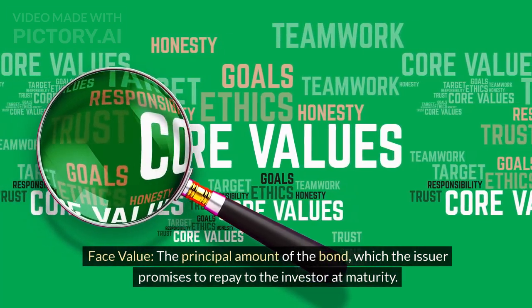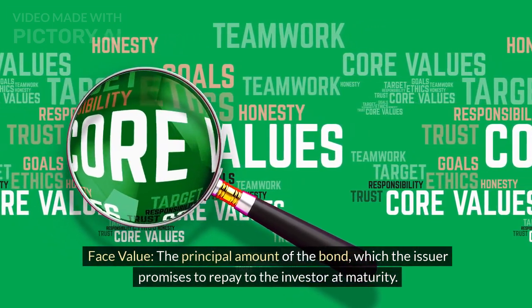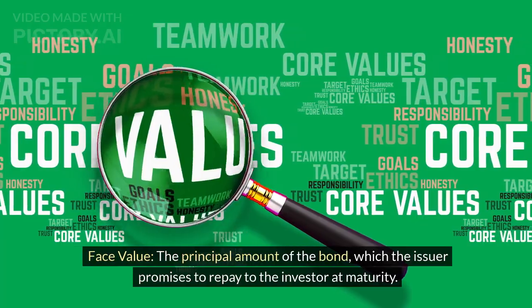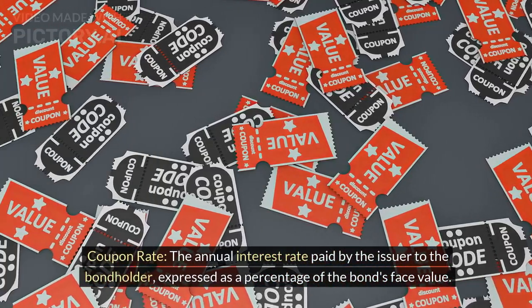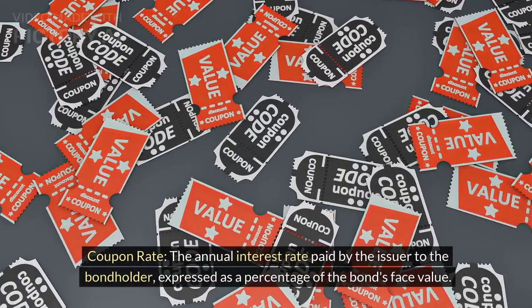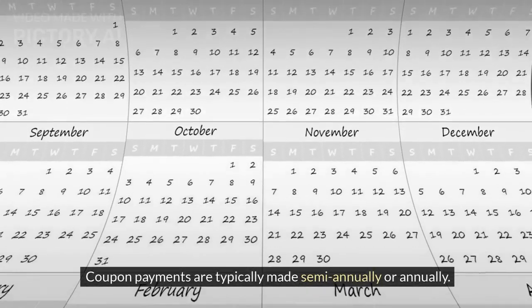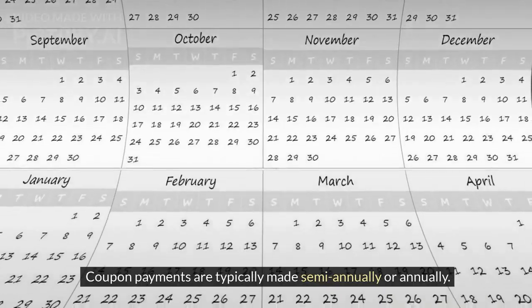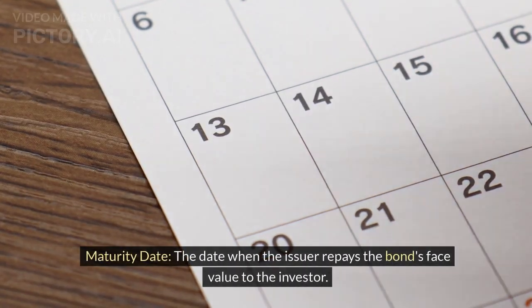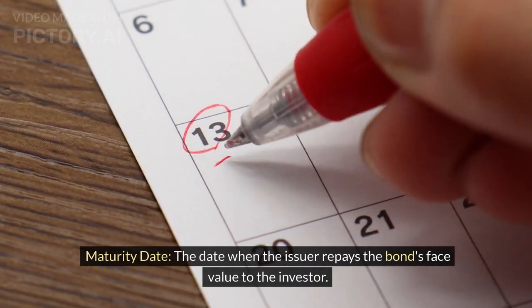Face value, the principal amount of the bond, which the issuer promises to repay to the investor at maturity. Coupon rate, the annual interest rate paid by the issuer to the bondholder, expressed as a percentage of the bond's face value. Coupon payments are typically made semi-annually or annually. Maturity date, the date when the issuer repays the bond's face value to the investor.